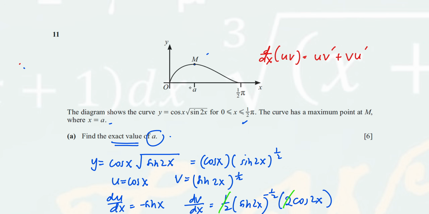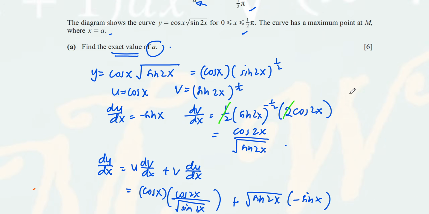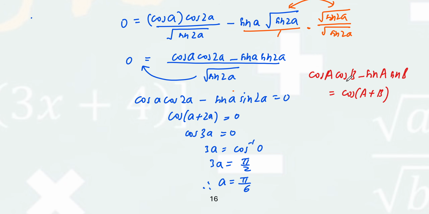So when you look at the graph, here is pi over 2. That means it's logical that your a is pi over 6 because it is between 0 and half pi. So done for this question.